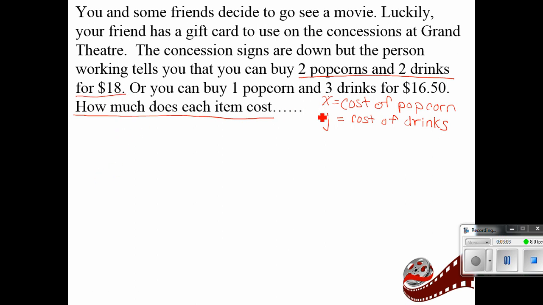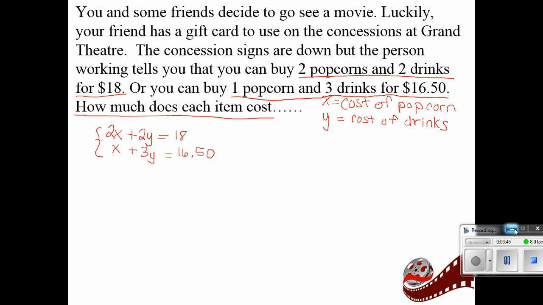So if we were going to use our x and y that we've established here, we would do something like 2 times the cost of popcorn plus 2 times the cost of a drink equals $18. There's our first fact from our story problem. We can also buy 1 popcorn and 3 drinks for $16.50. So same idea, x plus 3y equals $16.50. And now this is a system of equations. We have 2 equations, 2 variables. And we know the tools, or we have those tools. We know what to do in order to go ahead and solve this situation.